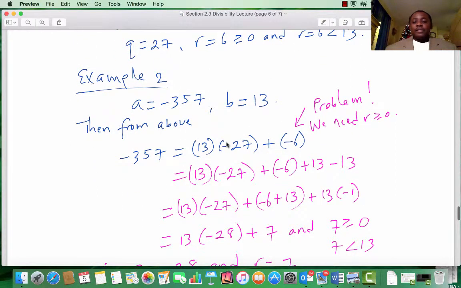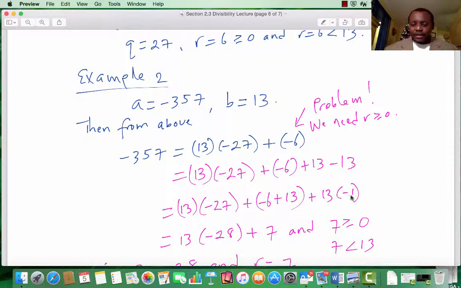I would have been done except that my remainder is not bigger than or equal to 0, so more work has to be done. The technique we use here is actually a classic technique. We add and subtract B. In this case, B is 13. So remember that when you have this and your R is not bigger than or equal to 0, add and subtract the number B. If we do that, we would have 13 times negative 27 plus negative 6 plus 13 minus 13.